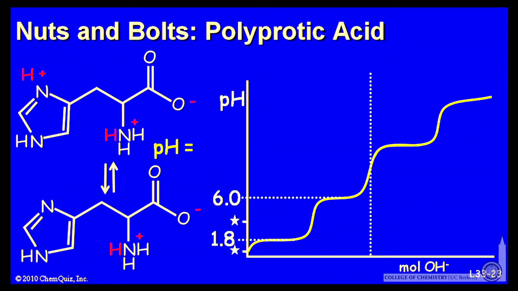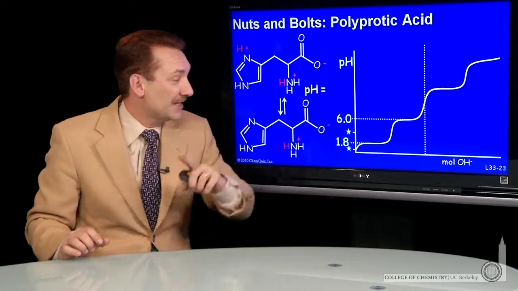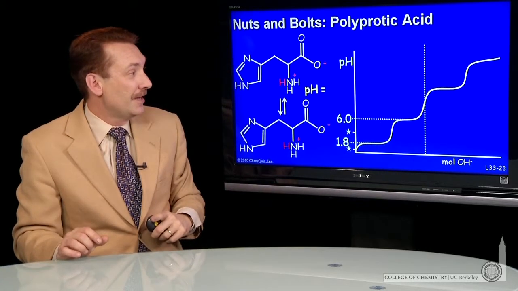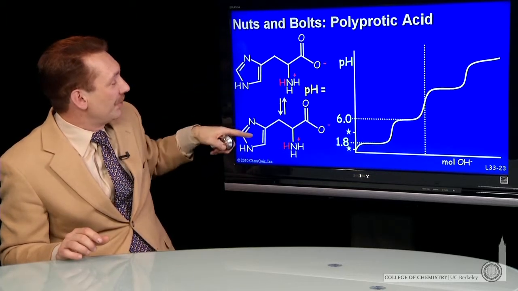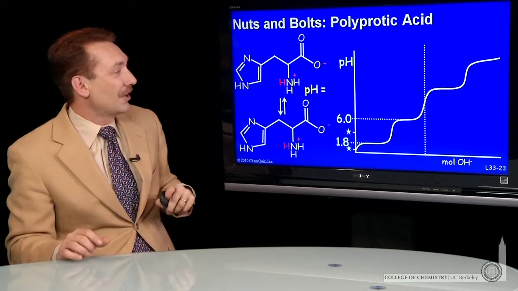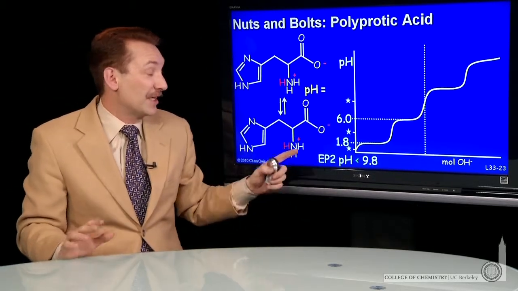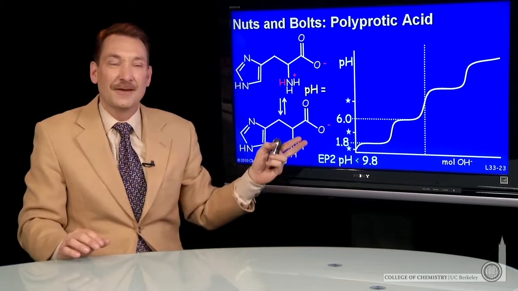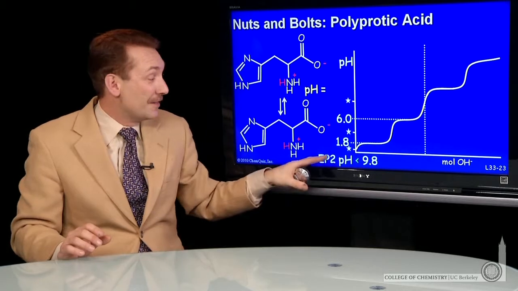So at pHs above 6, this proton will be completely removed. I'll get to the second equivalence point. At that second equivalence point, I've been converted to all this form. All these protons are gone. And that's the second end point, or the second equivalence point. It's kind of funny to say end point in a multiple titration. Equivalence point is certainly the better term.